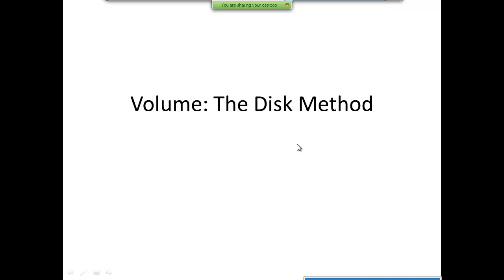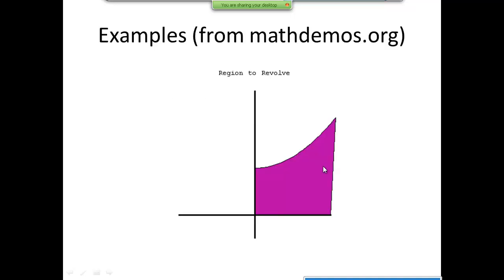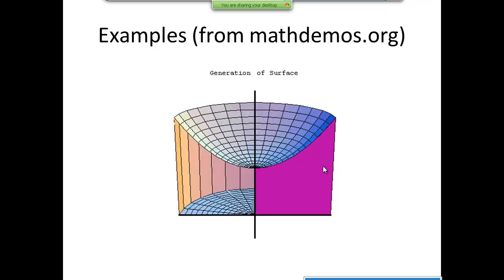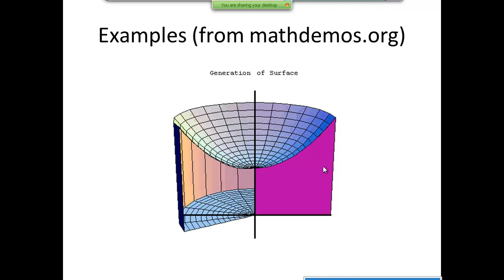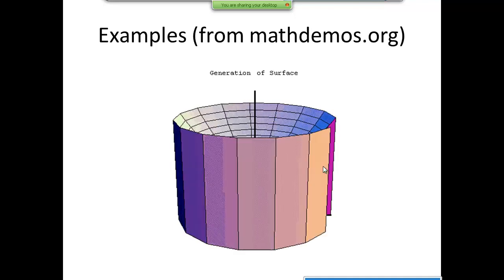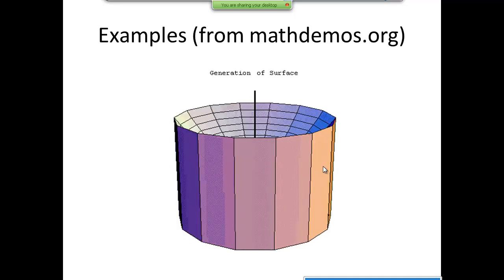This revolves around revolves. This indicates taking a two-dimensional shape and revolving it around something. And for this one, see, I'm revolving around the y-axis, and see the shape it creates. Now it looks like it's hollow, but it's not supposed to be hollow. And we get that shape.